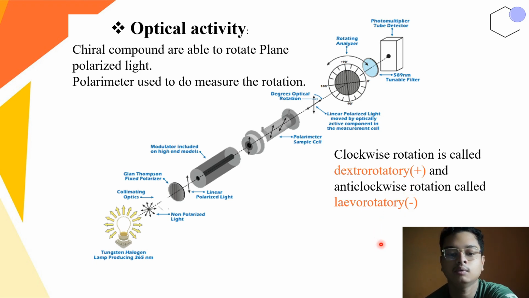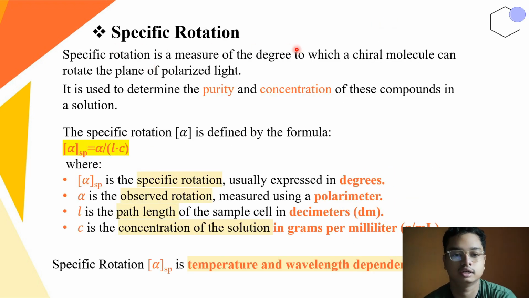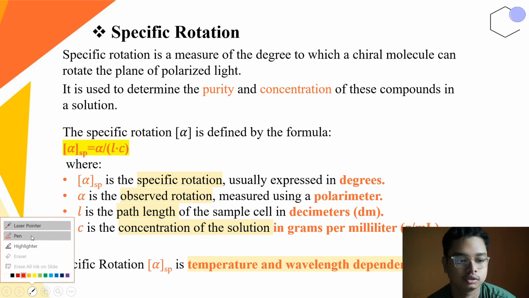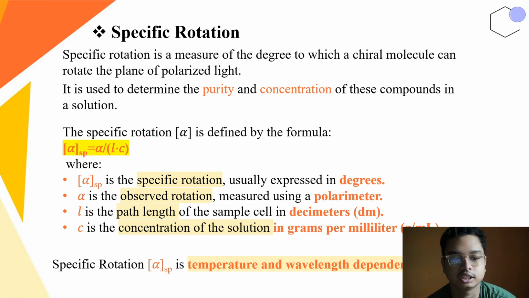Now we are moving to a very important topic regarding optical activity: the specific rotation. Specific rotation of a molecule measures the degree to which a chiral molecule can rotate plane polarized light, and it is used to determine the purity and concentration of the compound in a solution. So the specific rotation, which I already discussed, is a measure of the degree to which a chiral molecule can rotate plane polarized light.